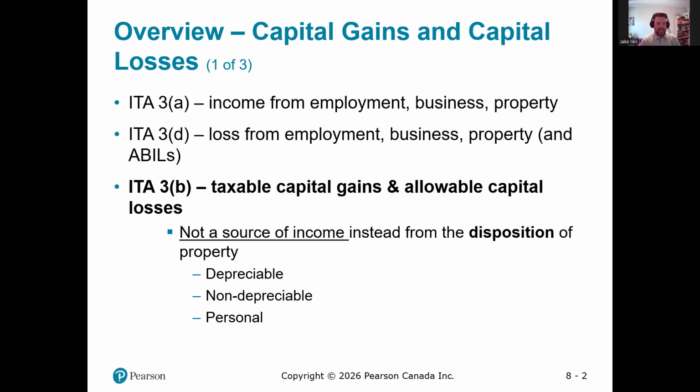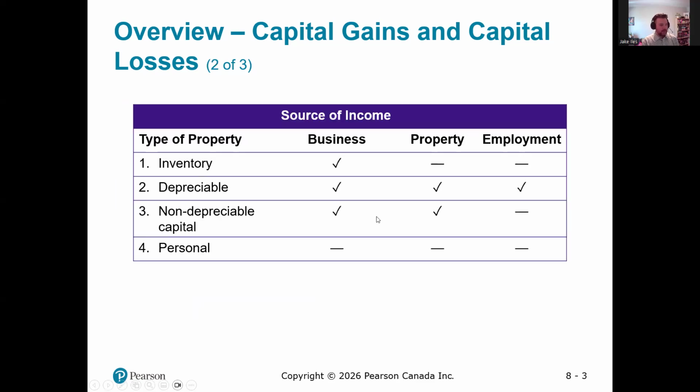So I want to emphasize that capital gains are often the result of incidental value increases that weren't my intention for purpose or for purchase. So it's not a source of income, and instead it comes from a disposition of property. Now, property can be depreciable, non-depreciable, or personal, and we'll go through that in a second. So I've mentioned that if I buy something for the purpose of selling it again, that is inventory, that is business income.